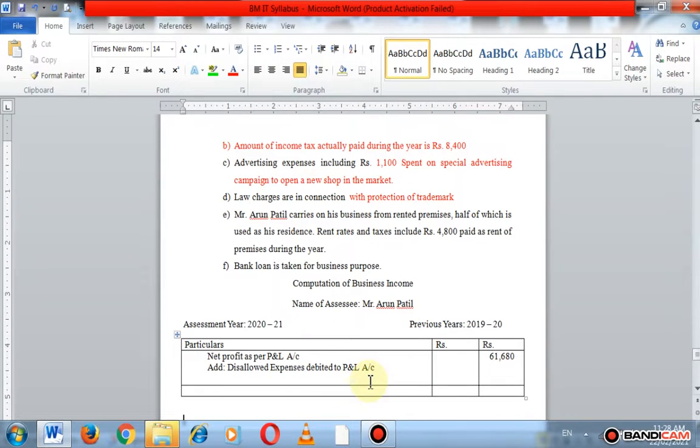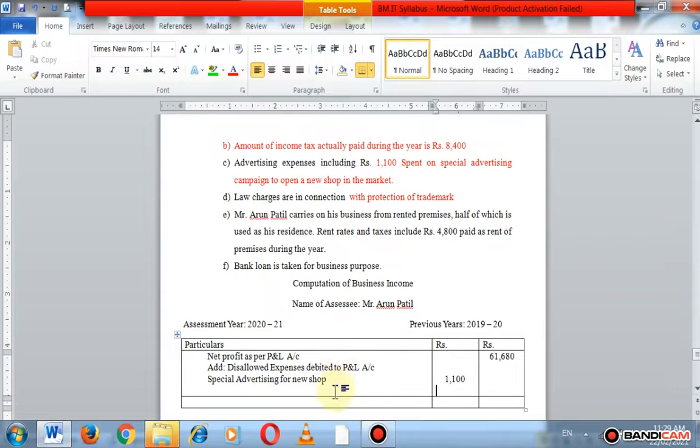So add the advertisement expenses, advertising for new shop. Special advertising for opening a new shop amounted to rupees 1,100. Then the next adjustment, law charges, is a business expenditure.